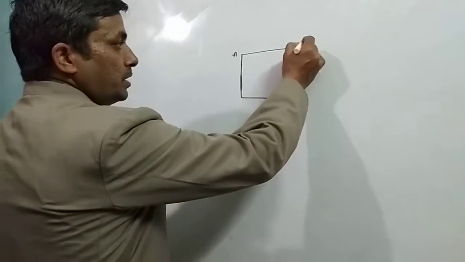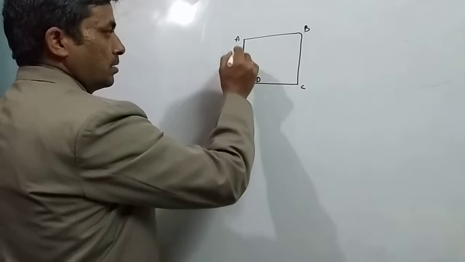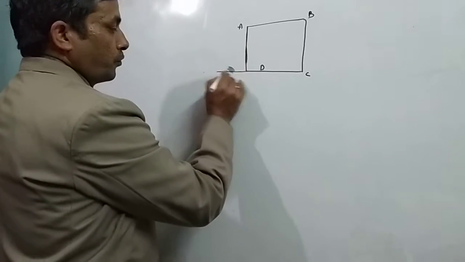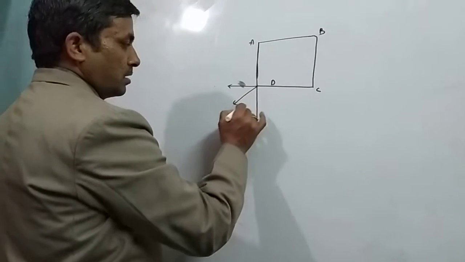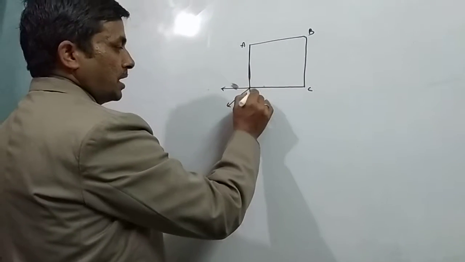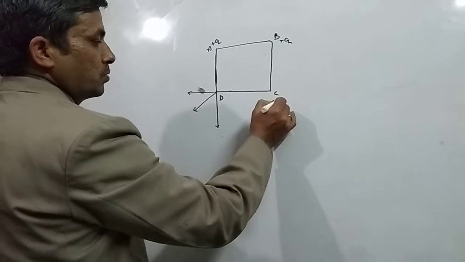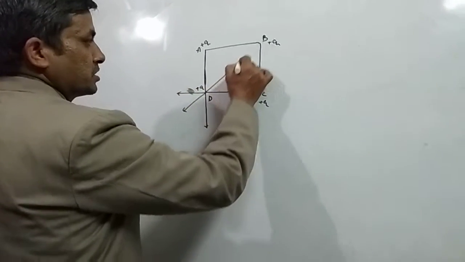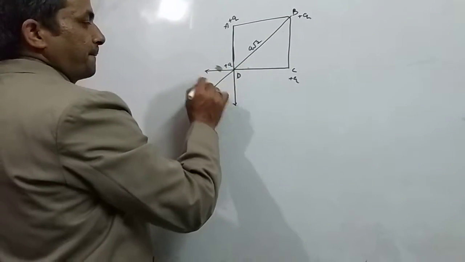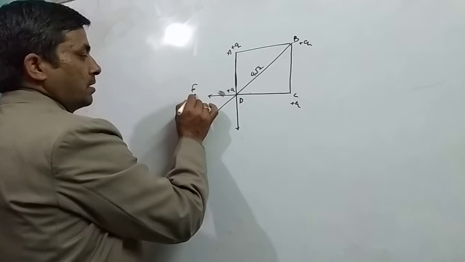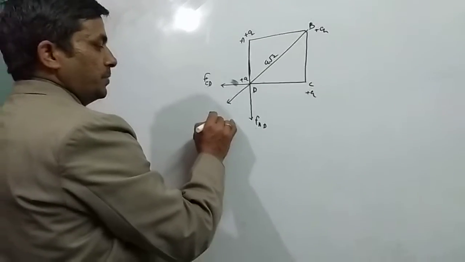A, B, C, D. Find the force in the given figure at point D. At point D, charges plus Q, plus Q, plus Q and plus Q. Distance A root 2. Then force F CD, F AD, F BD.